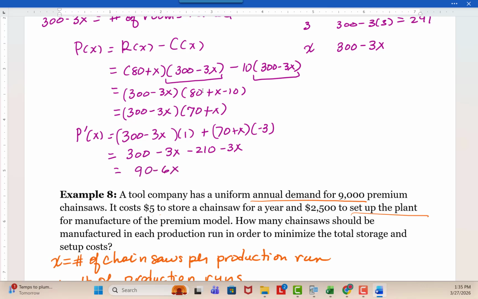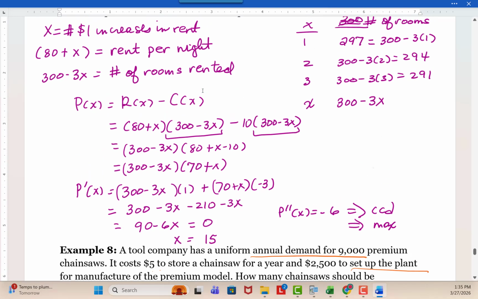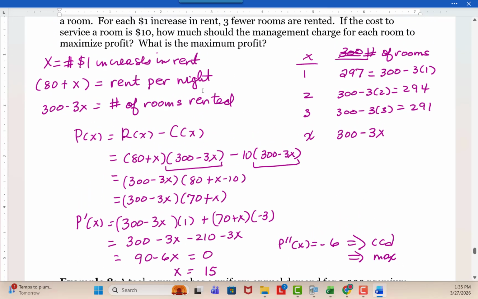That's my derivative. If I set that equal to 0, then we get x is equal to 15. So that's my critical value. Does it give me a max or a min? Well, I'm going to take my second derivative, which is negative 6. So this thing is always concave down, which means we have a max. All right, so that's what we want. So we know we have a max when x is equal to 15.